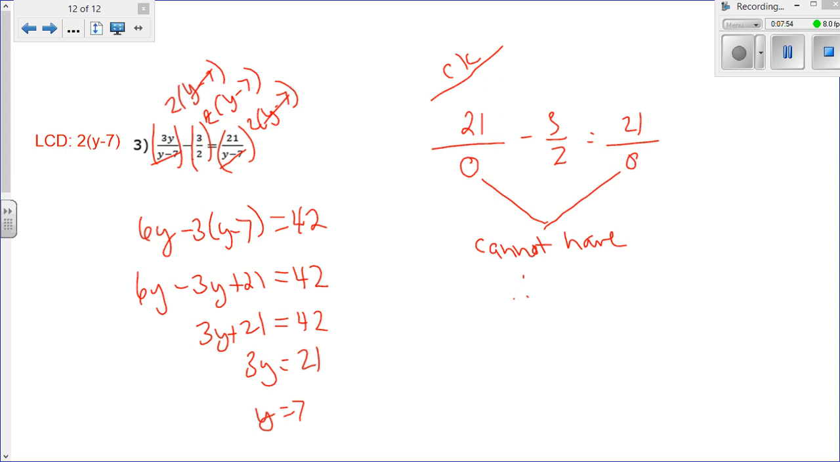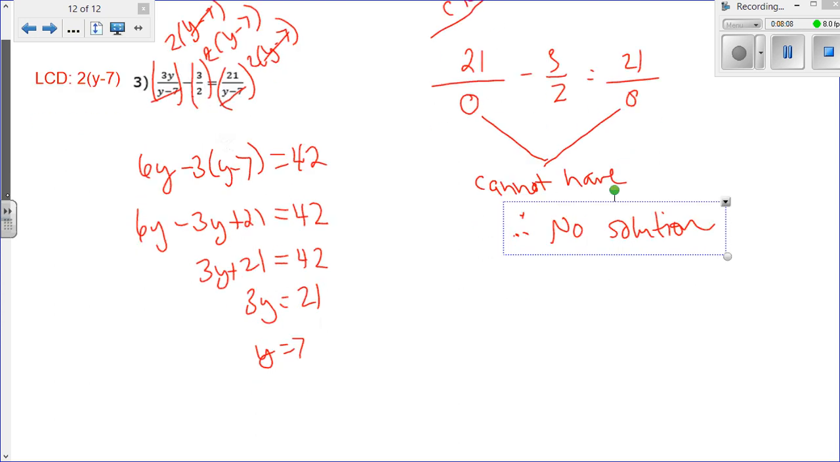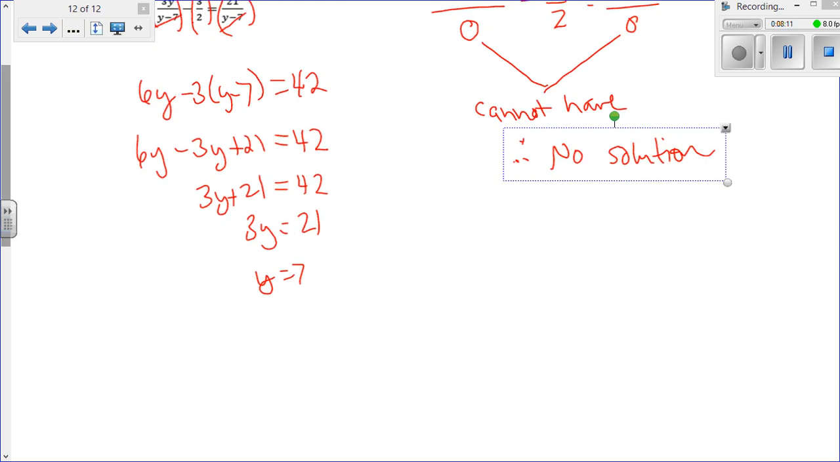Therefore, that's what these 3 little dots mean, is therefore we have no solution. Because the one answer that we got gave me undefined values. Therefore, once it's undefined, it can't be a value that works for our equation. So in this case, we have no solution. So we have to go back to the 7, and we need to reject it.